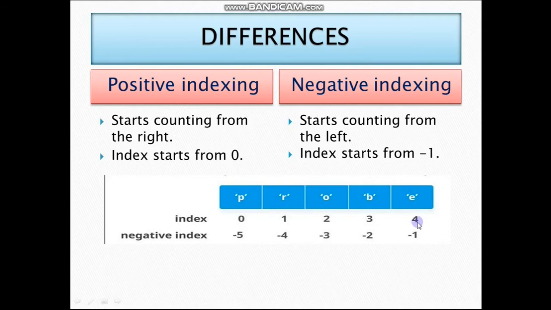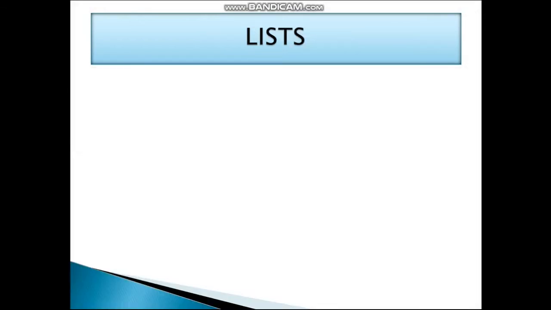Now talking about negative indexing, which starts from the left and index value starts from -1. So E ultimately gets the value of -1 and B gets the value of -2, and so on. Now this is how the indexing works. Now that we've mastered the concepts in indexing, let's head over to list.